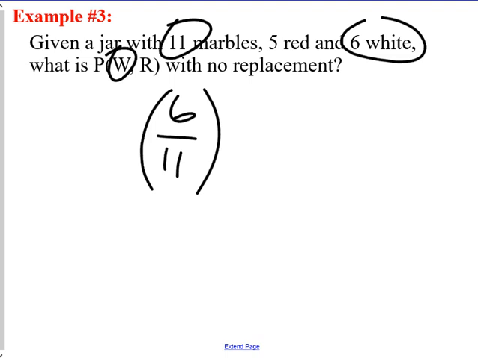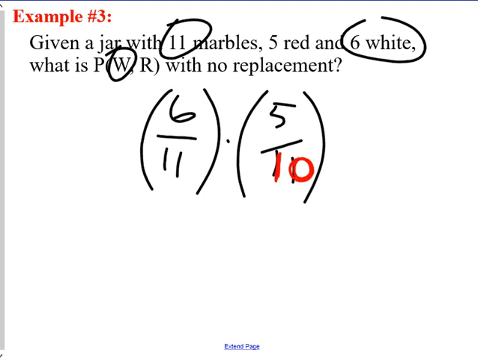That's actually right for the first part. And then they say red one. That's easy, red one is 5 out of 11, and I multiply them. That's really close to right, but it's not right. What changes on the second one? It's 5 out of 10. You are correct. Can you tell me why?